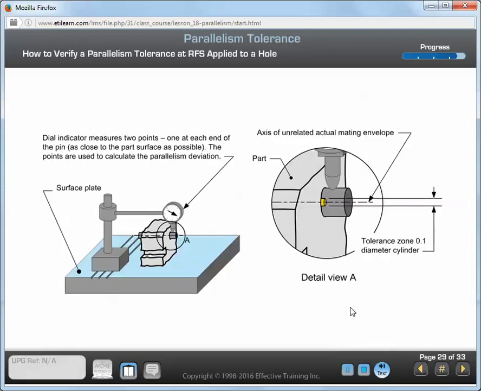Take a look at this example showing how to verify a parallelism tolerance at RFS applied to a feature of size using a surface plate, a gauge pin, and a height gauge. The surface plate simulates the primary datum. The part is rested on the surface plate. A best fit gauge pin is placed into the hole to establish the unrelated actual mating envelope of the hole. The height gauge is used to measure a point on each end of the pin to establish the parallelism deviation of the hole relative to the datum.